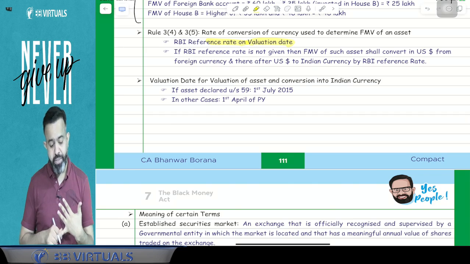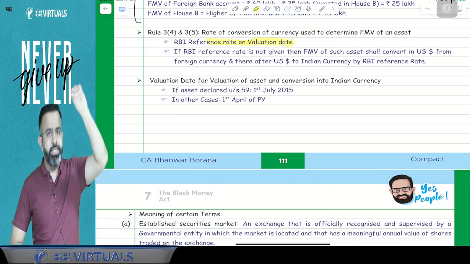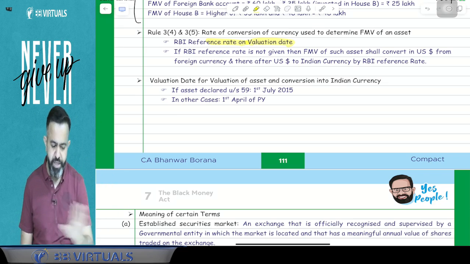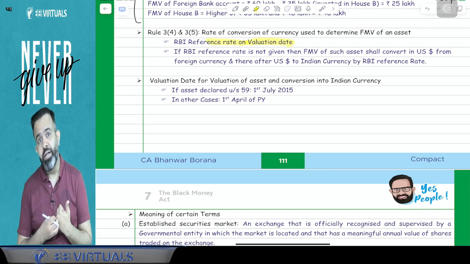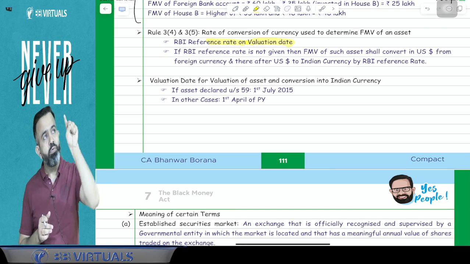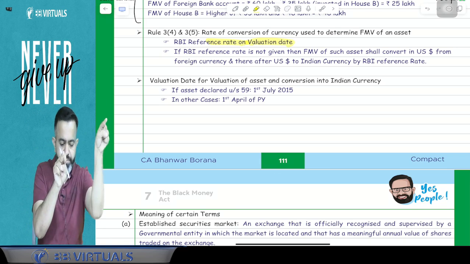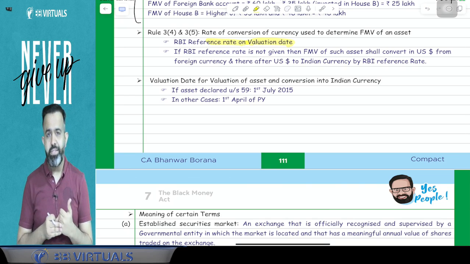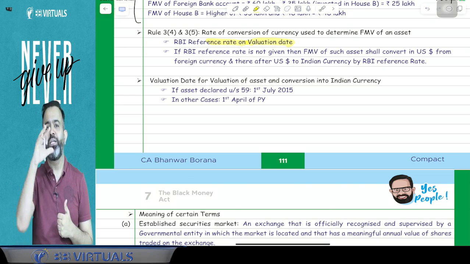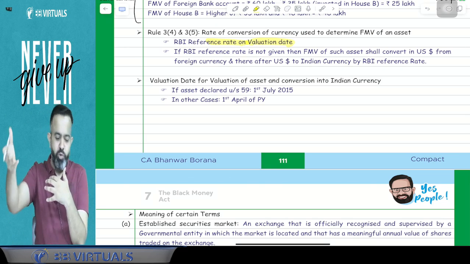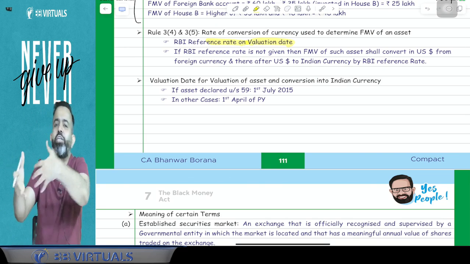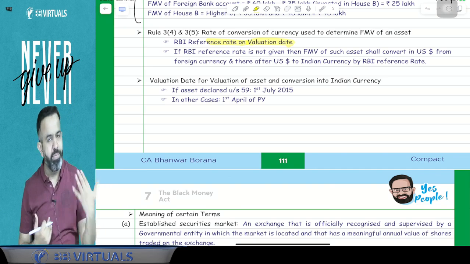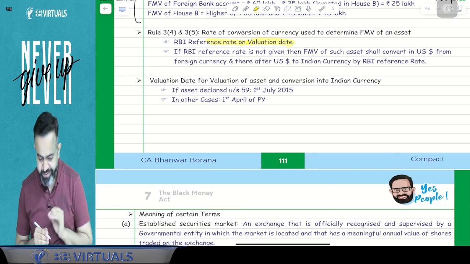But suppose that value is in a foreign currency for which the RBI reference rate is not directly given. Then what will we have to do? First, convert that currency into the US dollar, and from US dollar to Indian rupees. For example, suppose there is an asset located in Bermuda and the value is given in Bermuda currency. First convert Bermuda currency to US dollar, and from US dollar to Indian rupees, since the RBI reference rate is given for the dollar.